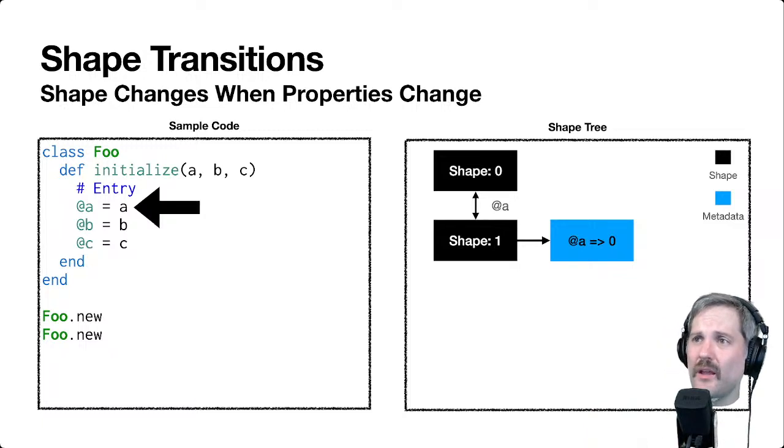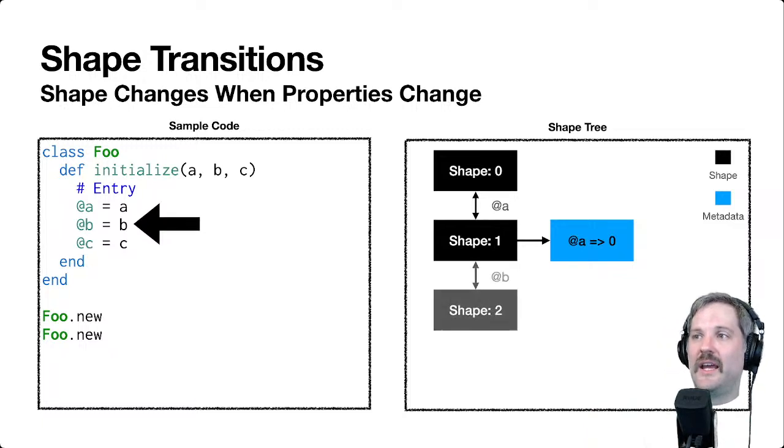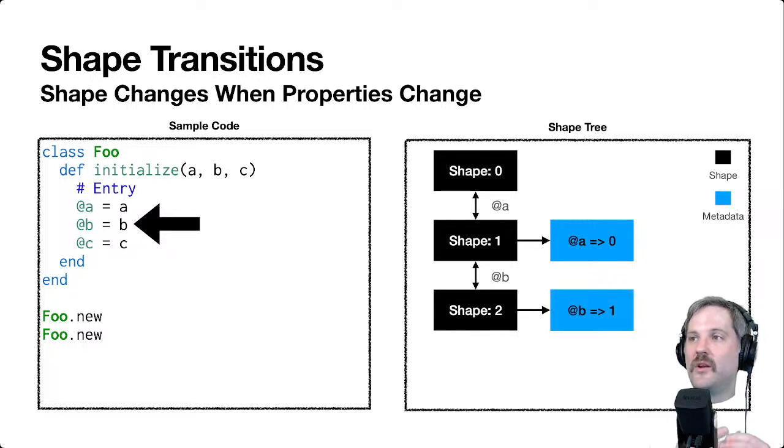Then we go on to B, and we try to set B, and we do exactly the same process. We don't know anything about B, so we have to create a new transition from 1 to the next shape, which in this case is 2.